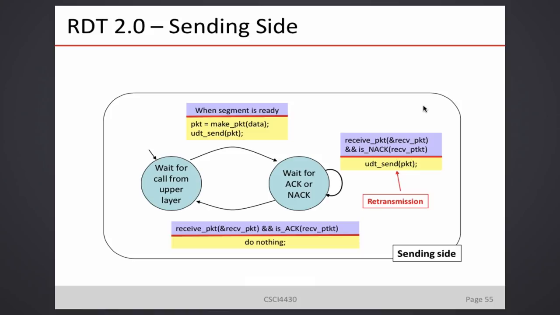Okay? So the things work like this. I wait for some data coming in, and now I have data coming in, I will send a packet to the network and wait for an ACK or NACK. If it so happens that it's a NACK, that means it's corrupted. You tell me that you just received something corrupted. What should I do? I should retransmit this guy.